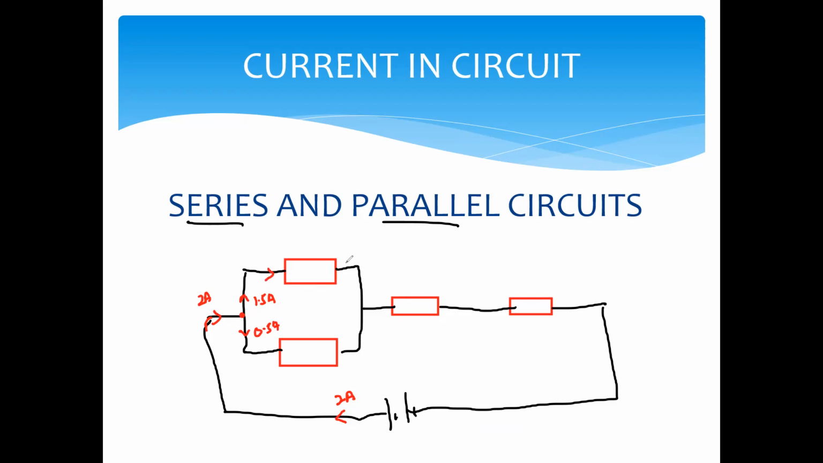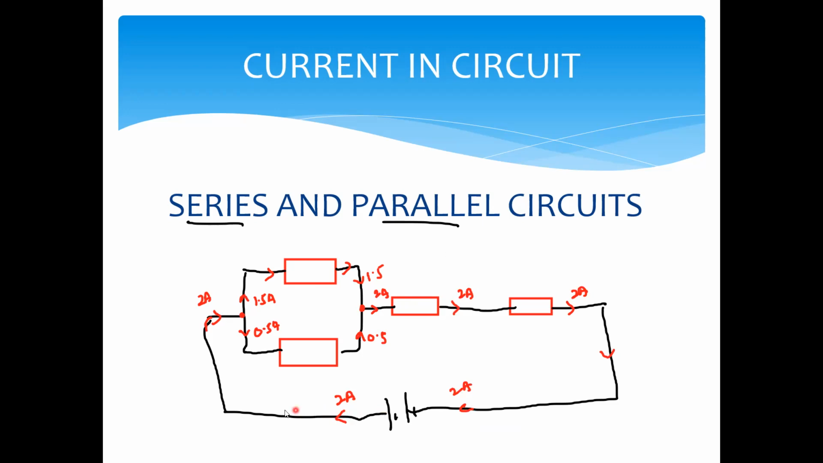And this 1.5 from here and 0.5 from here, when they combine, what will be the current? Again, it will be 2 ampere. And when this 2 ampere flows, it will flow out in the same way. So the total current which enters the circuit is always same as total current leaving the circuit.